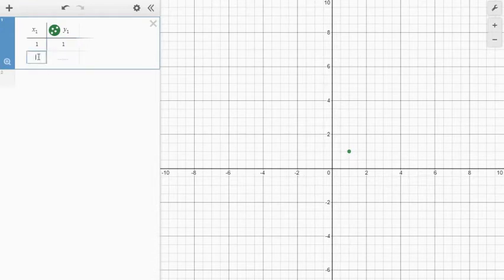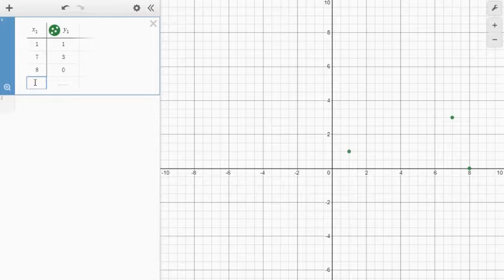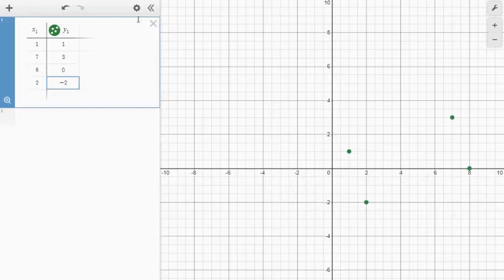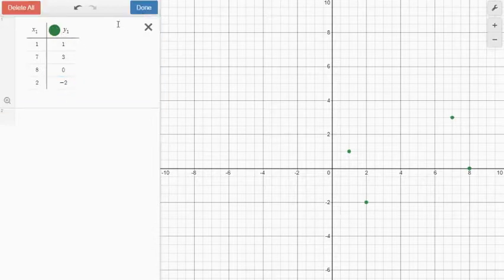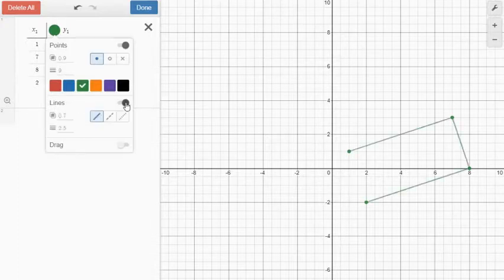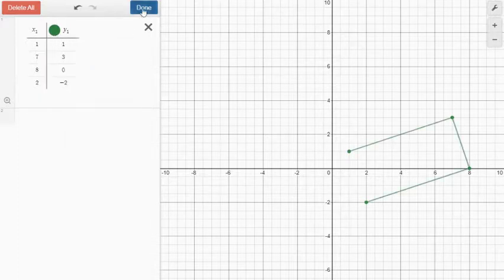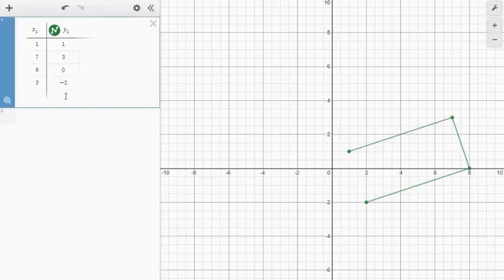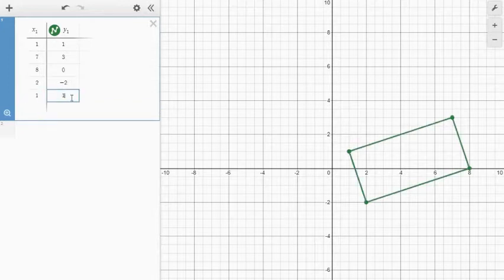Our second is (7, 3). And then our third point was (8, 0). And the x, y for our last one was 2 and negative 2. So we see them on there. We can also go to this little gear, the settings right here. When we click on the green, we can tell it to add the lines, and it will connect those. And if we wanted to connect back to the beginning one again, we can just add that first point again as our last point, and it'll bring the line back and connect.